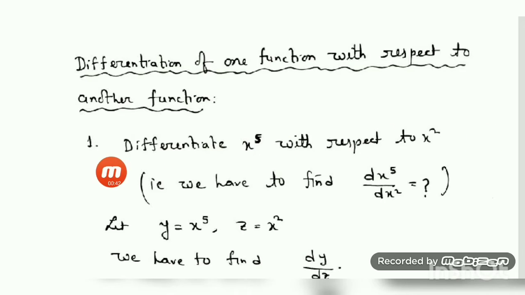So here your first question: differentiate x to the power 5 with respect to x square. If you symbolically denote it, that means we have to find d(x to the power 5) by d(x square). Okay, that means d/d(x square) of x to the power 5. Previously we have done dy/dx, that means differentiate y with respect to x. Similarly, here we have to find d/d(x square) of x to the power 5. So can you do it directly? It is very difficult for us, isn't it?